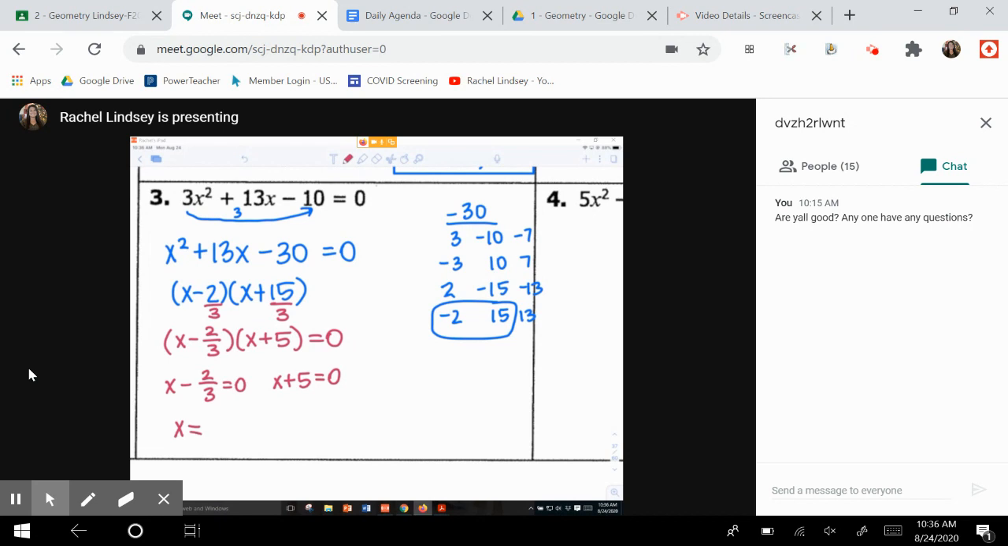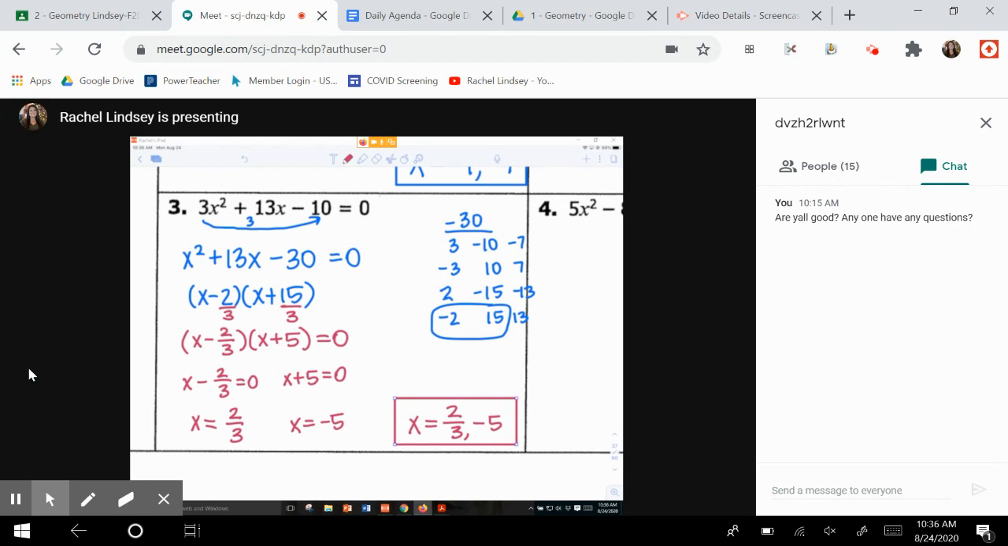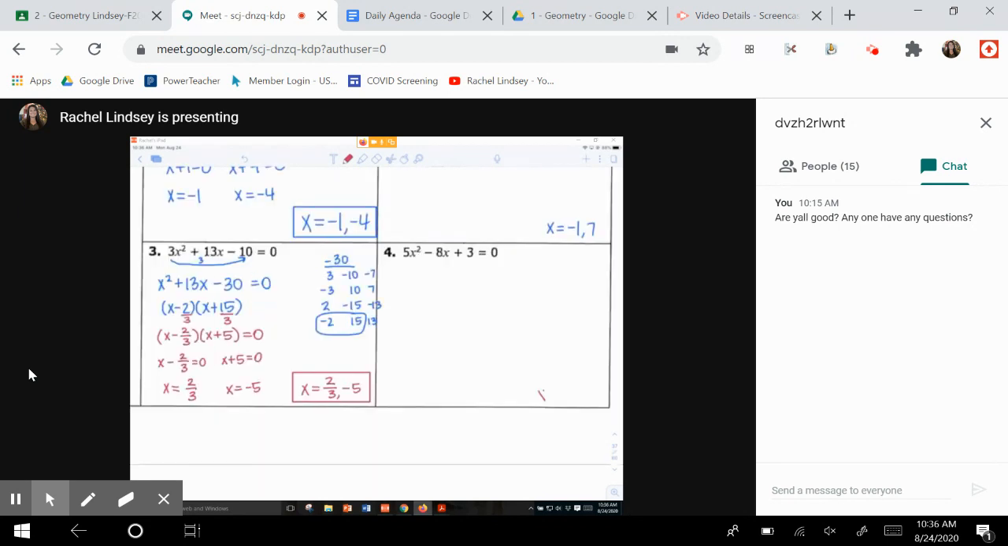So it's negative in the x minus 2 over 3, so when I bring it out, it's going to be positive. Positive 5 becomes negative 5. So x equals 2 over 3 and negative 5. And number 4's answers are 3 over 5 and 1. And then I'm going to go to page 34 and do some of those.